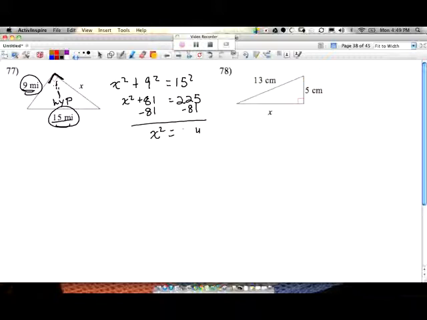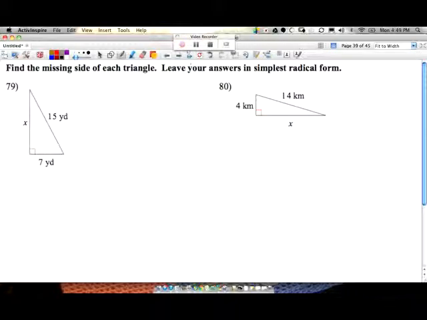X squared equals 144. Hey, that's going to be kind of cool because that is a perfect square. X equals 12. This is almost too easy. Way too easy. We're just getting warmed up though. Find the missing side of the triangle. Leave your answers in simplest radical form. Now it's not going to be a perfect integer. We're going to get something that's kind of irrational here.